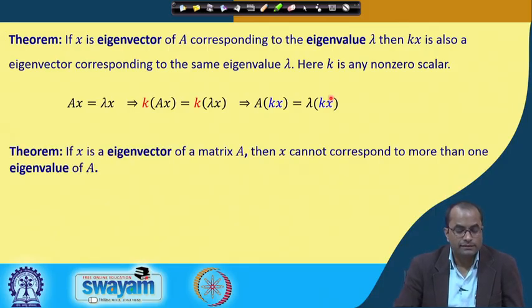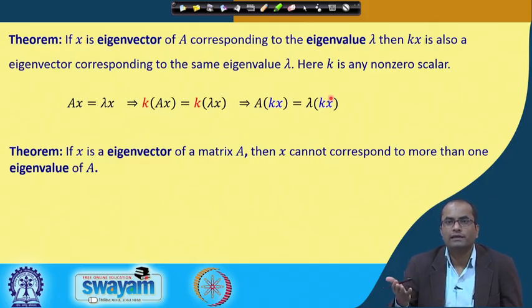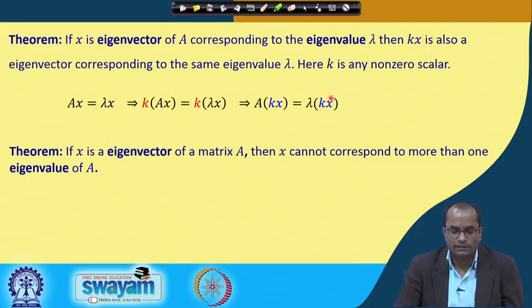Here, if x is an eigenvector of the matrix A, then x cannot correspond to more than one eigenvalue of A. So, another important result is that the eigenvector is unique in this sense. If you have an eigenvector corresponding to, let us say, lambda, then this x cannot correspond to any other eigenvalue.